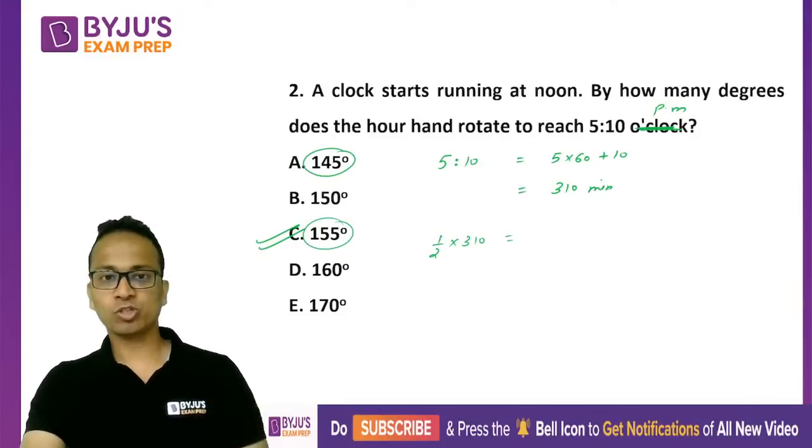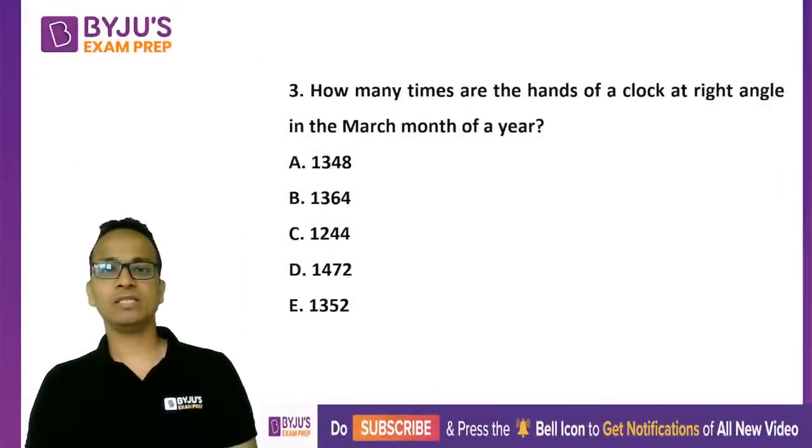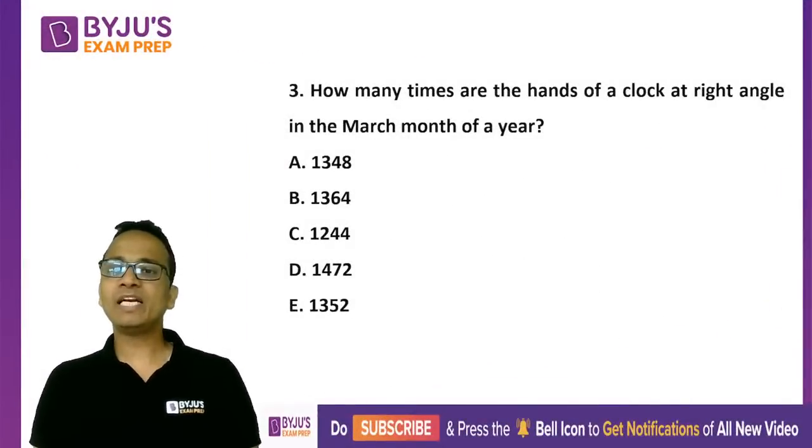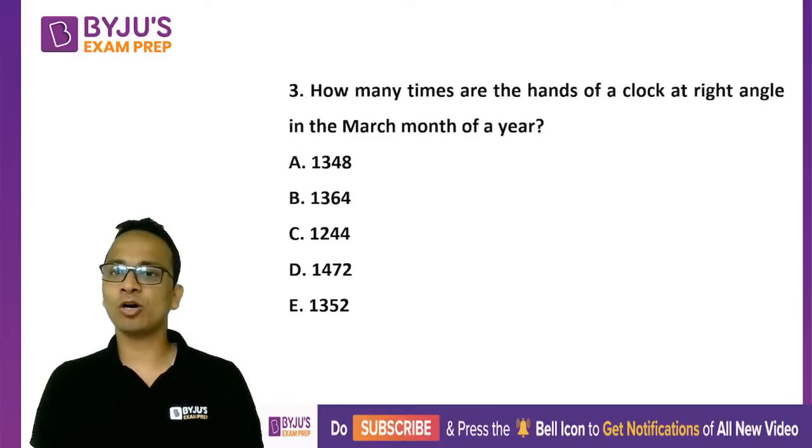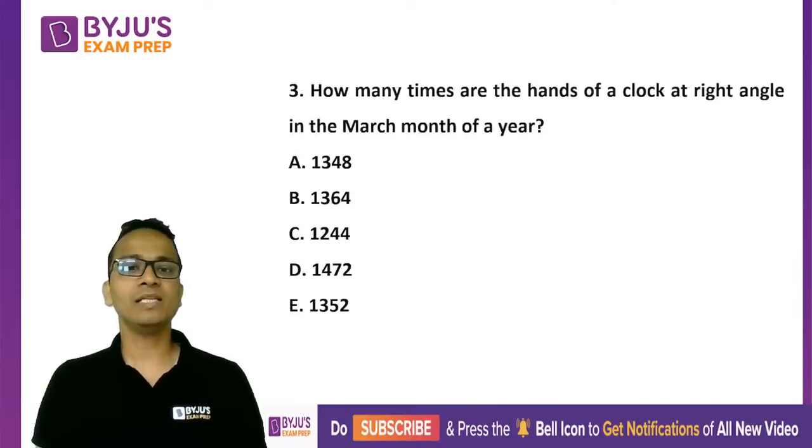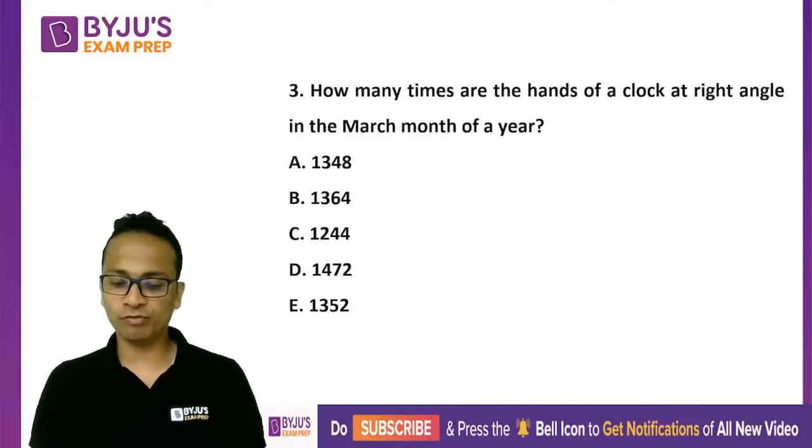Let's move ahead. This was question number 2. So question number 3, the next one. How many times are the hands of a clock at right angle in the month of March of a given year?